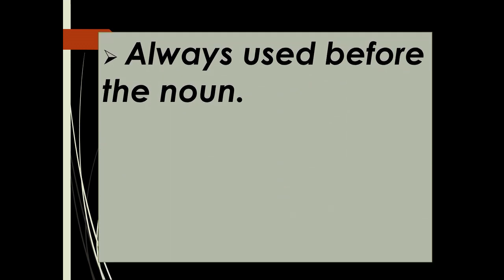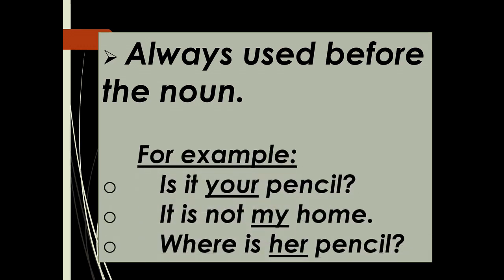Second feature is, it is always used before the noun. For example, is it your pencil? It is not my home. Where is her pencil? In these sentences, we can see that the possessive adjectives are used before the nouns pencil and home.